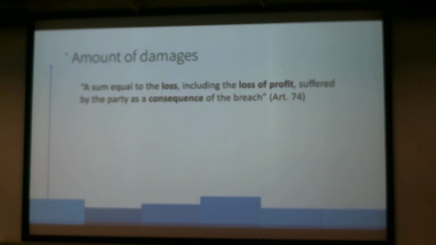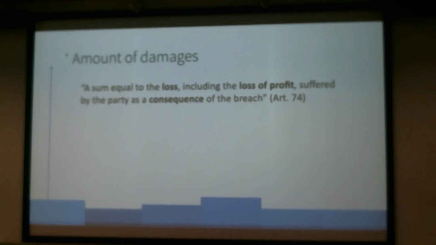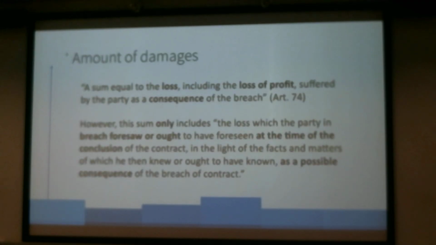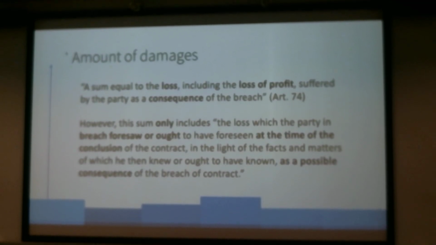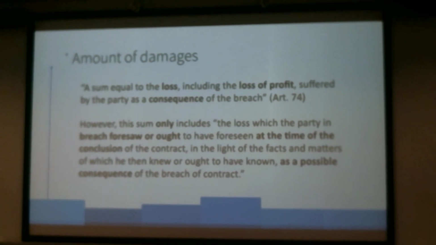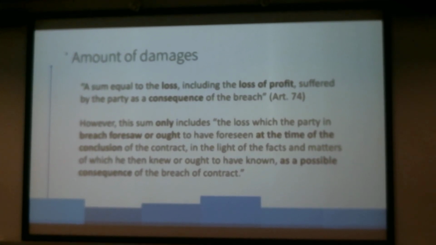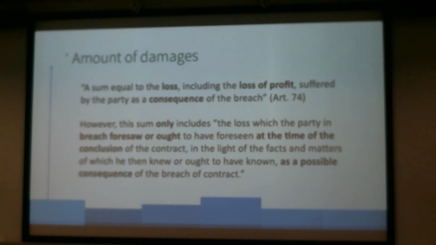So once again, the simplest way of conceptualizing it: you didn't deliver bananas, did I, because of that, suffer some kind of consequence, loss of profit, extra expenses. It only includes, however, the loss which the party in breach foresaw or should have foreseen at the time of conclusion of the contract in light of all the circumstances as a possible consequence. What does that mean? So let's say something like this.